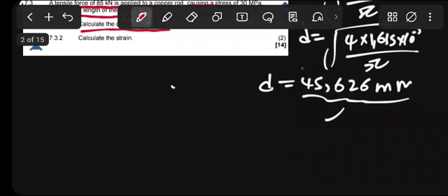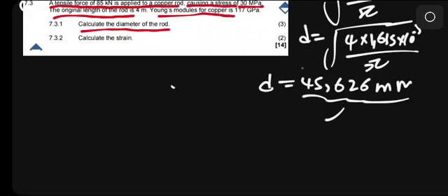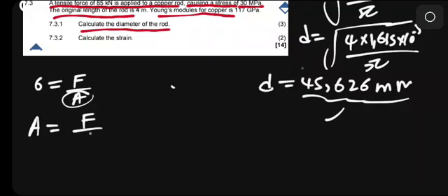Alright, so how can we go about this? See what we are given. We're given the tensile force and we're given the stress. So guys, the stress is equal to force over area. We want to calculate the diameter of the rod again. We'll use the same formula. We know our aim is to calculate the area. You can make the area the subject. This will be force divided by stress.